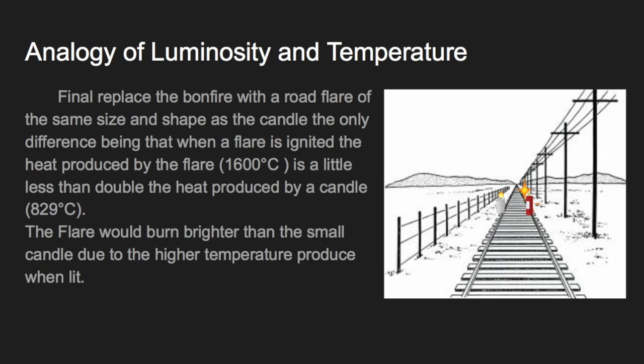Analogy of luminosity and temperature. Finally, replace the bonfire with a road flare of the same size and shape as the candle, the only difference being that when a flare is ignited, the heat produced by the flare, 1600 Celsius, is a little less than double the heat produced by a candle, 829 Celsius. The flare would burn brighter than the small candle due to the higher temperature produced when lit.